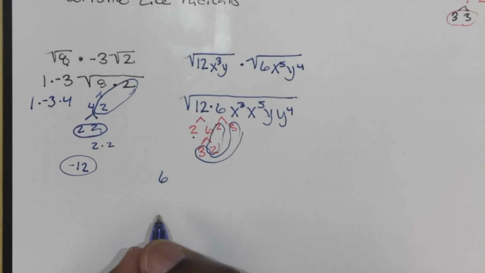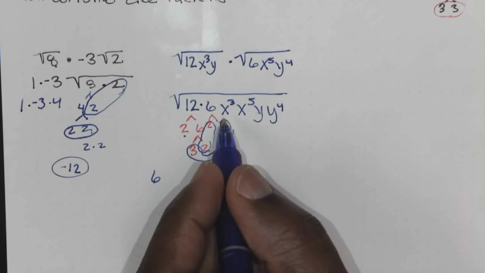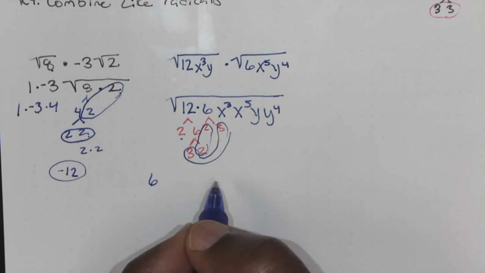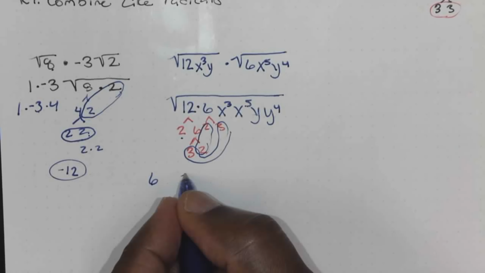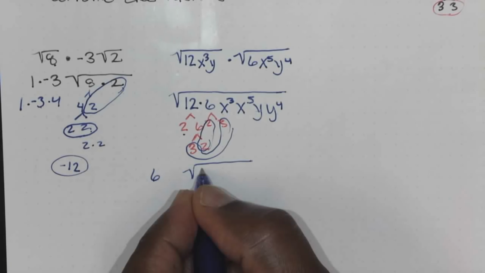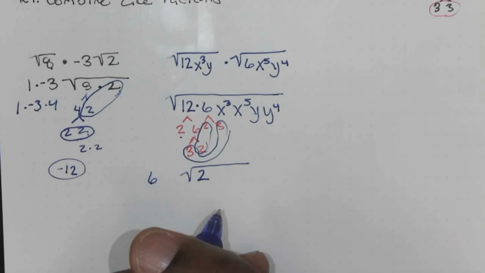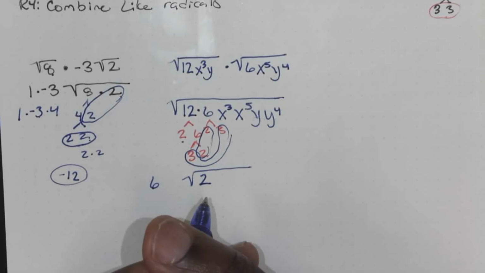Now, just like we did on Wednesday, because we got variables, don't put the radical right here because you might have to pull out some x's. So we're going to leave some space and put that 2 under the radical. Just leave some space, just in case we got x's and y's to come out.